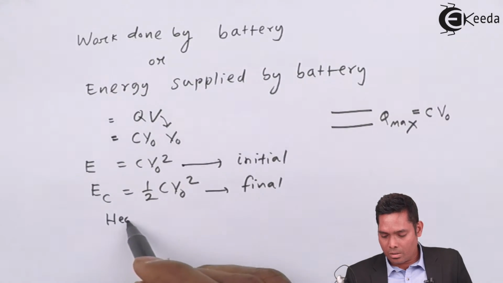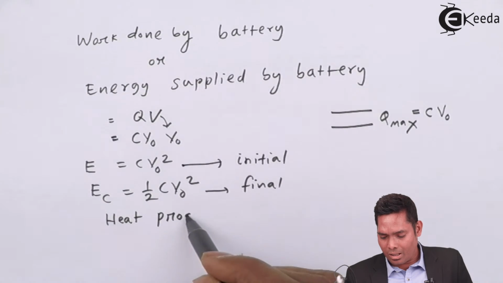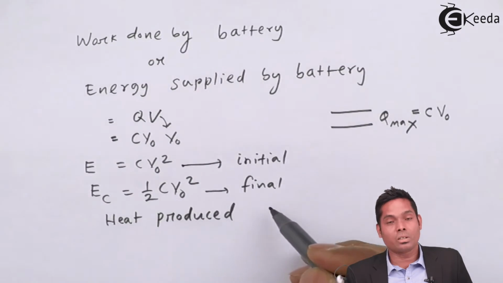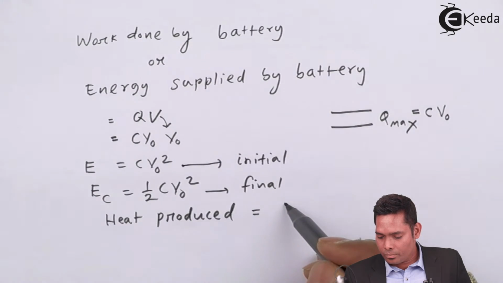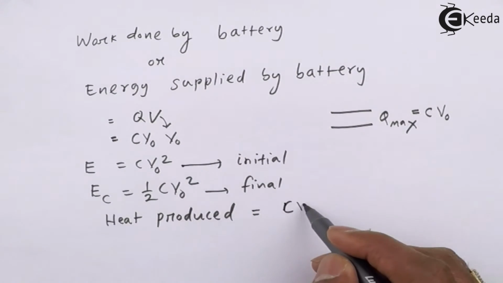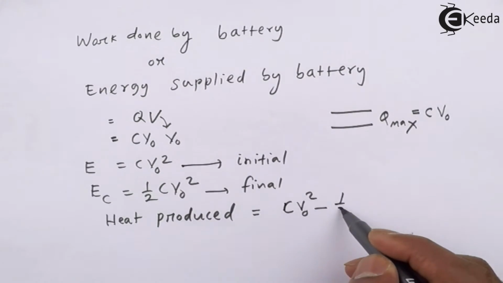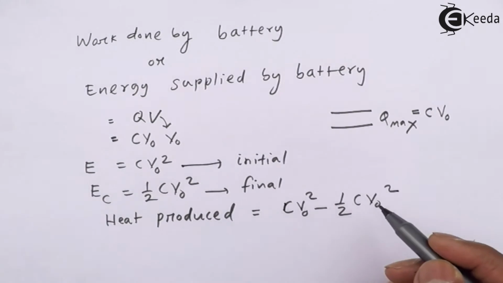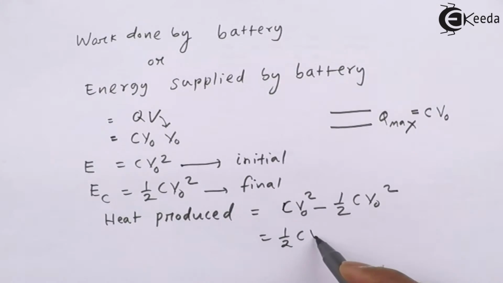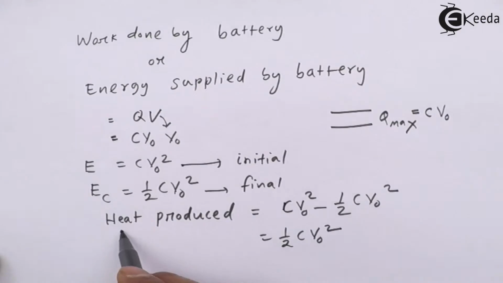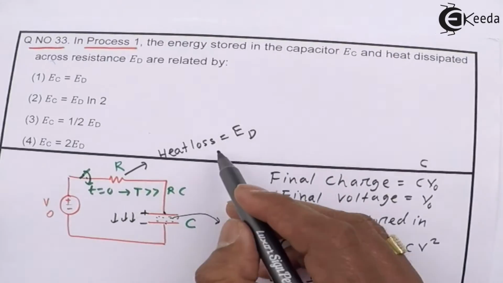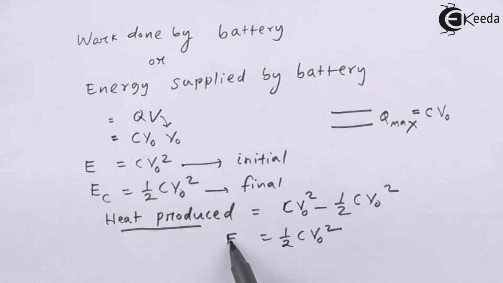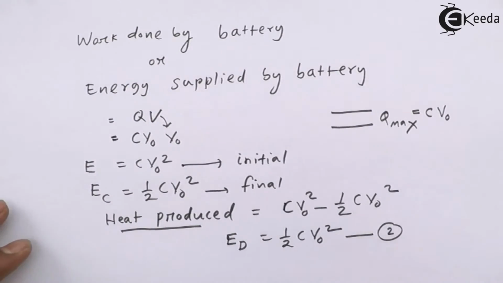So the heat produced in the resistor is the work done by the battery minus the energy stored in the capacitor, that is half CV0 square. This heat produced is represented in the question as ED. Heat loss is ED. This is equation number 2.